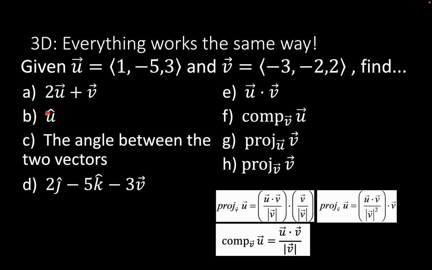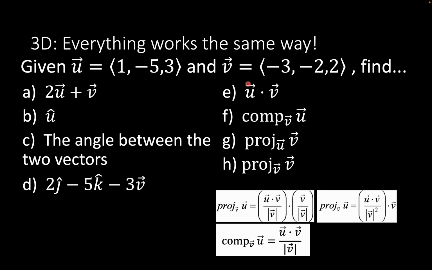This notation with the roof is the unit vector. In this case, since it's u with the roof, it's the unit vector that has the same direction as vector u. We will also find the angle between vectors, applying the same formula with the dot product. It just has 3 dimensions now. J, we've seen before, that's the standard unit vector in the y direction. The new standard unit vector is k, that is the standard unit vector in the z direction.